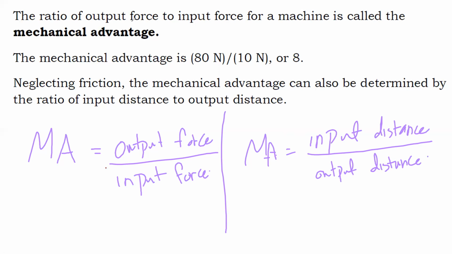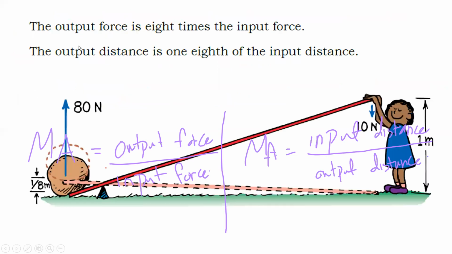Now be careful, this is different from the efficiency. The efficiency is the work output over the work input. The mechanical advantage is the output force over the input force, not work by work, force by force, output over input. Or if you want to compare them as distances, you have to say input distance over output distance.